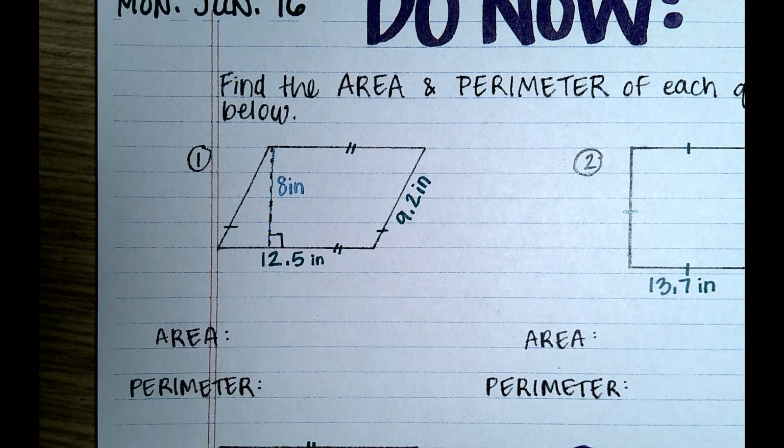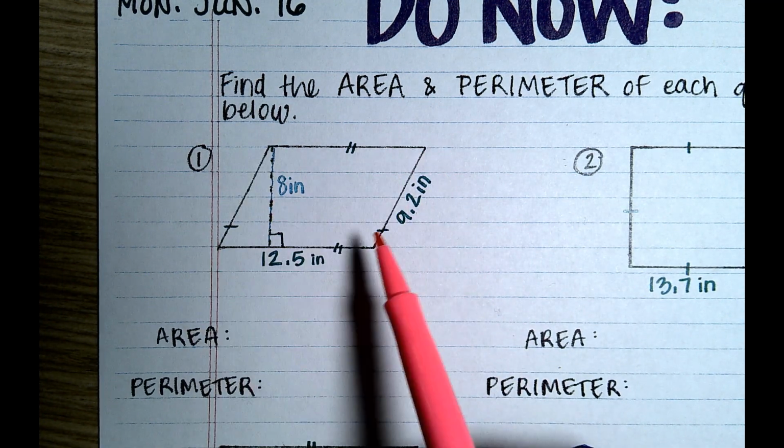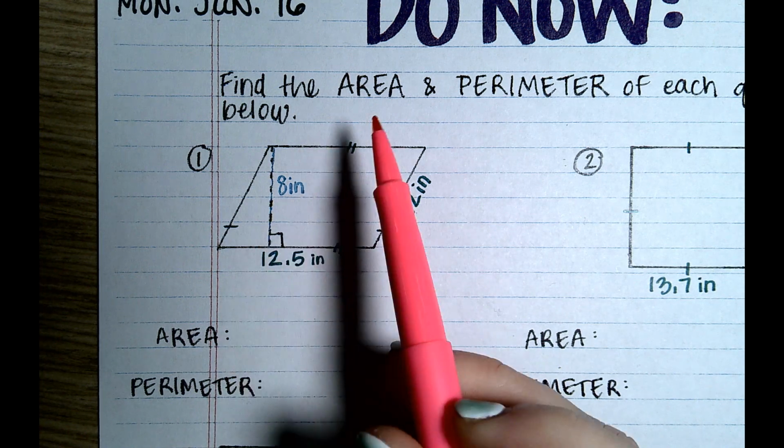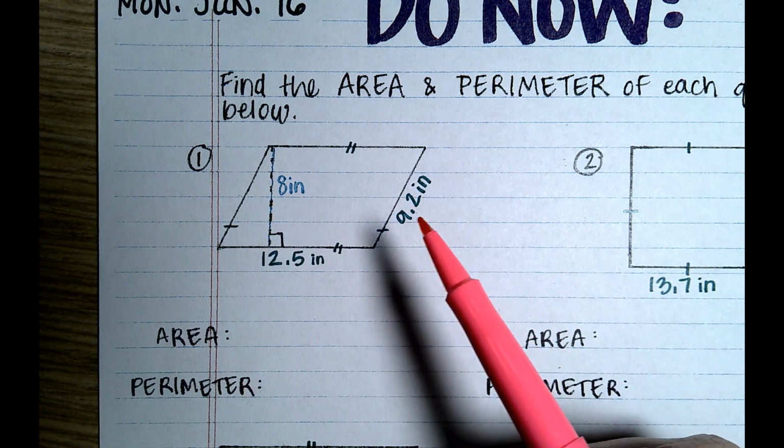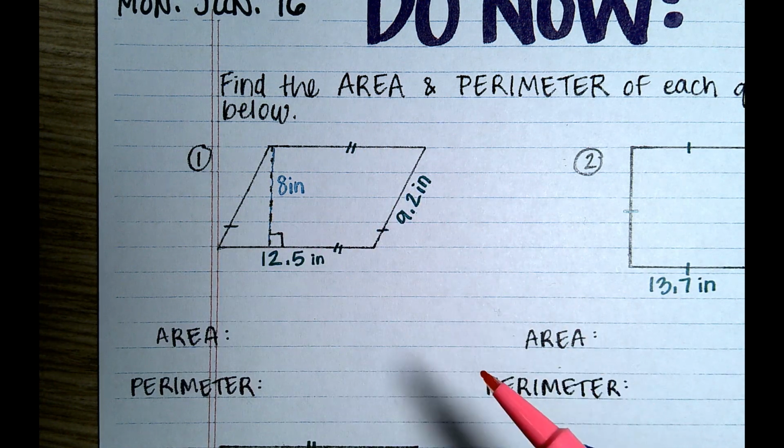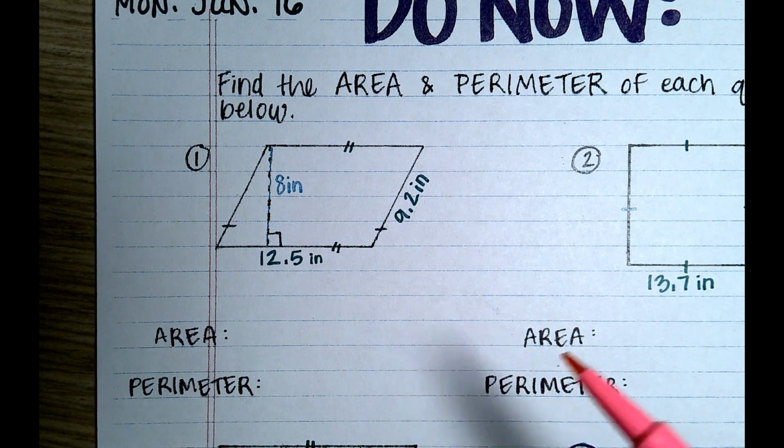What would the name of this shape be? Yes, Titania. It is a parallelogram. Yes, this is a parallelogram. We have opposite sides that are equal and parallel. It's a parallelogram. That's as specific as we can get with it.